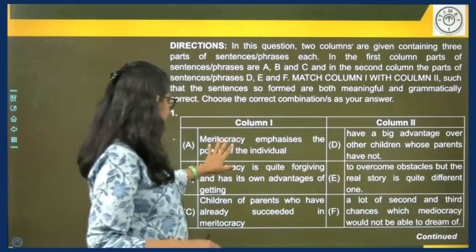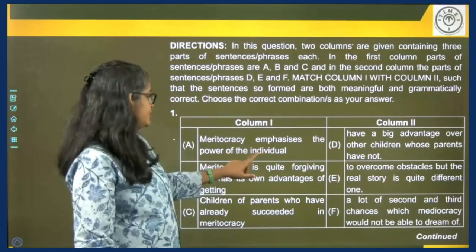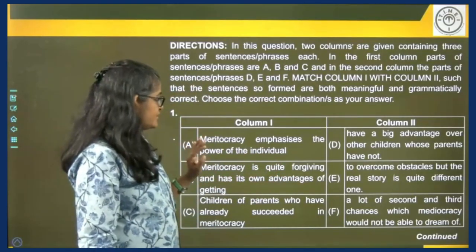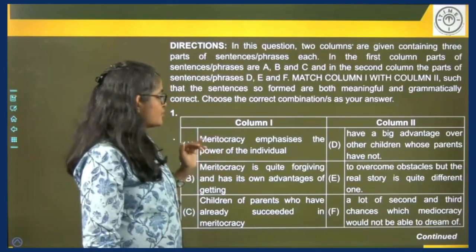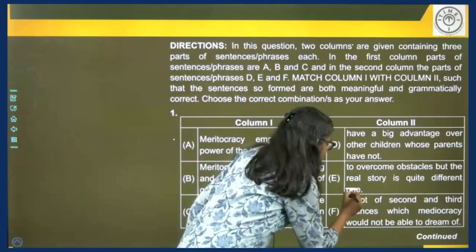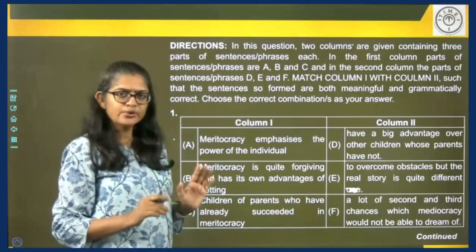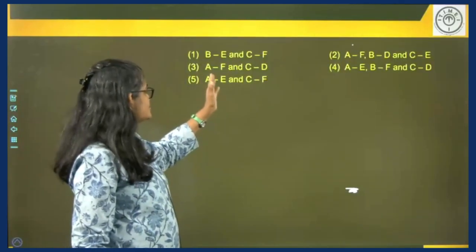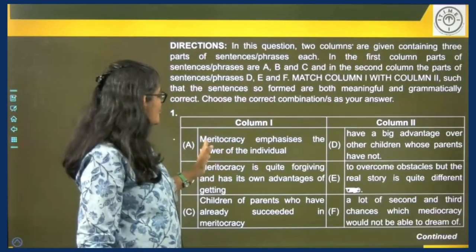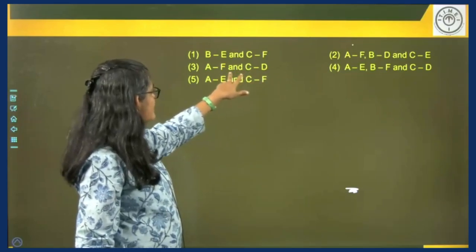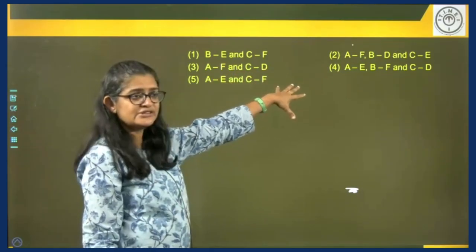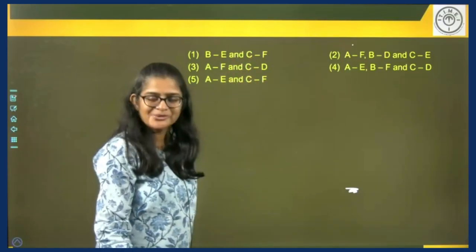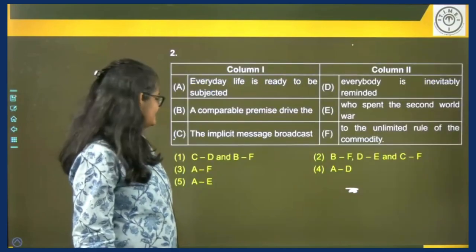overcome obstacles? Meritocracy emphasizes the power of the individual to overcome obstacles, but the real story is quite different. We don't need this one here. It's quite different. So that can be possible, right? We can just check in case we are not sure. There are a few options where you have the AE option, so we don't have to worry.